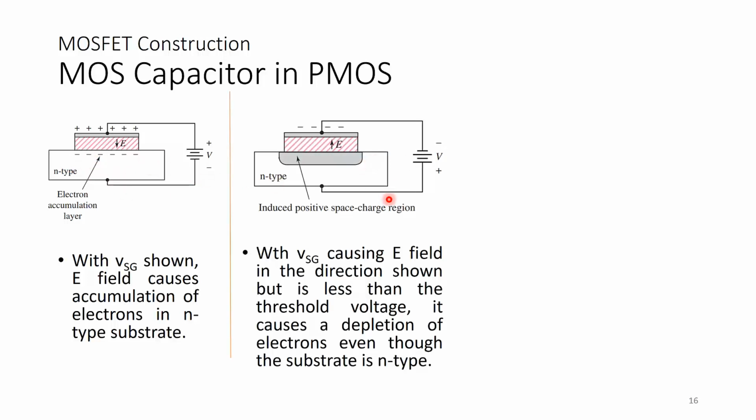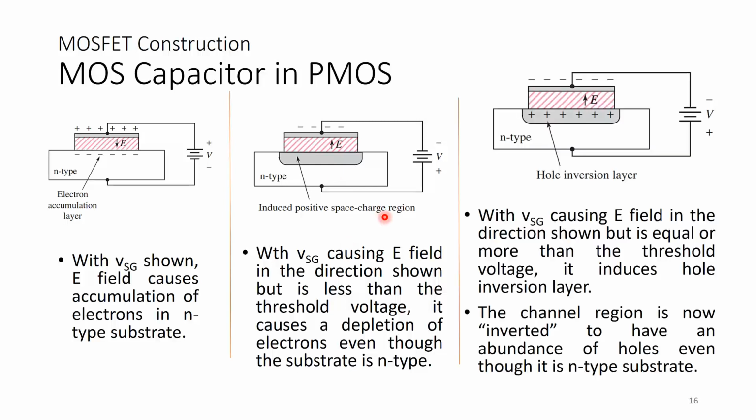But if you apply VSG in this direction, okay, what you do is that you drive away the electrons in the substrate, causing this induced positive space charge region, just as in NMOS, but with the opposite polarity. Okay, so now here with VSG causing an electric field in the direction shown, equal to or more than the threshold voltage, it induces a hole inversion layer. So even though this is N-type, we have now inverted this channel region into holes, with an abundance of holes, even though it is an N-type substrate.